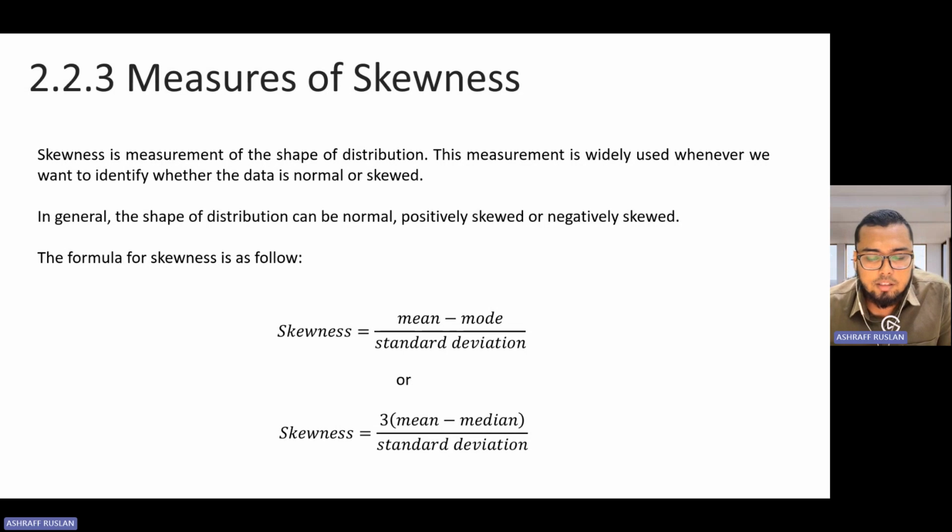Okay. Skewness can be calculated from mean minus mode divided by standard deviation, or if we don't have mode, then we use 3 times the difference of mean and median divided by standard deviation. Okay.